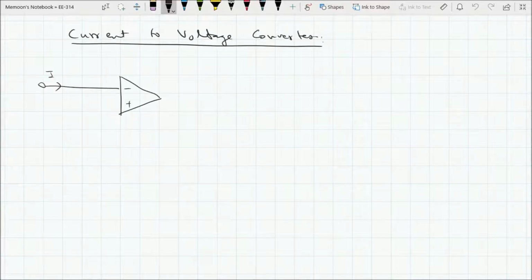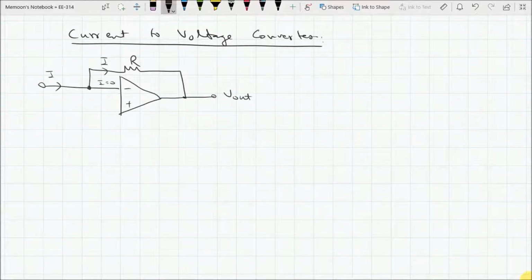Now we know that no current can flow to or from the inputs of an operational amplifier. So where will this current go? We have not provided any path for this current to flow. So let's provide it a path, and that path would be a feedback path, and that is R. Now all of this current will pass through this resistor R. No current will flow here. I is equal to 0 here.